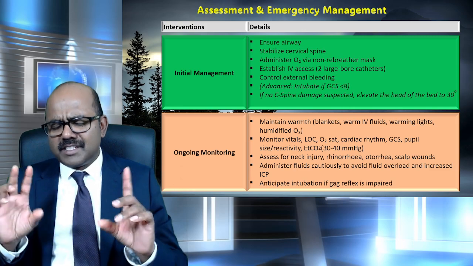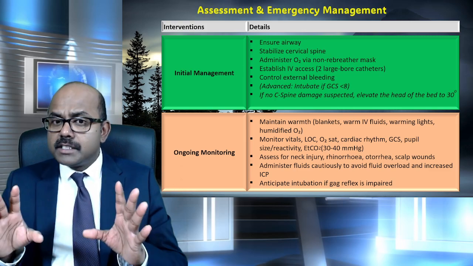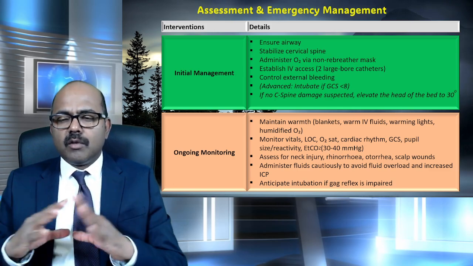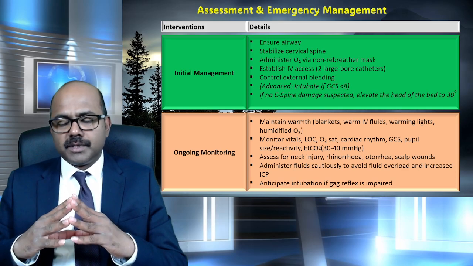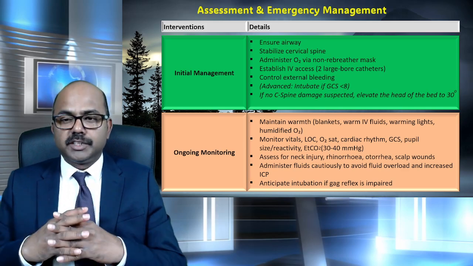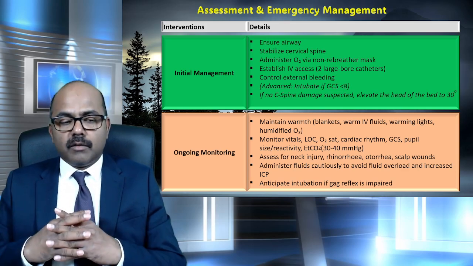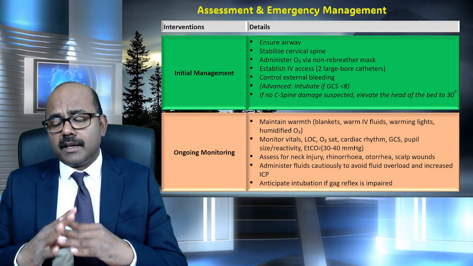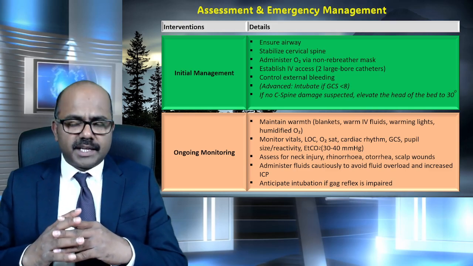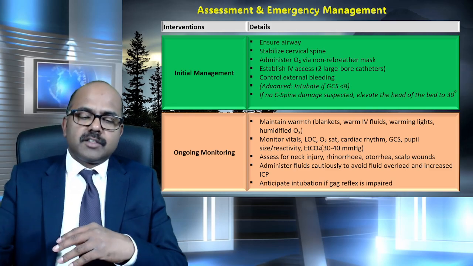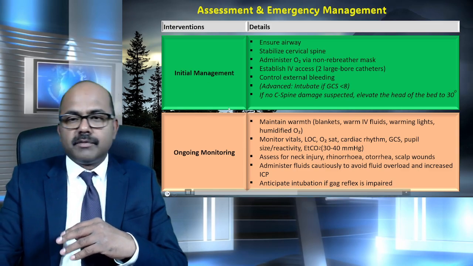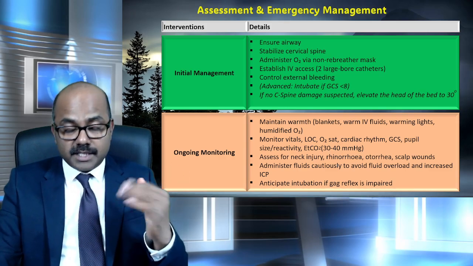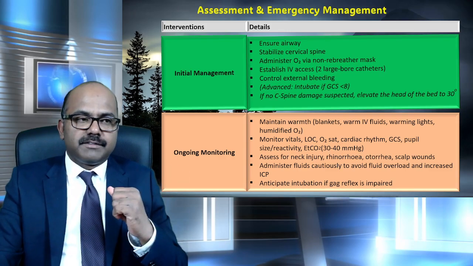Administer fluid very cautiously if you need to, because more fluid can cause more cerebral edema. So always be cautious if you choose to administer fluids for hypotension or something like that. Always keep an eye. And always anticipate intubation and advanced airway for a patient with a head injury, because they can deteriorate very quickly. So always be prepared for intubation, especially assist the QAS team to intubate once they arrive.